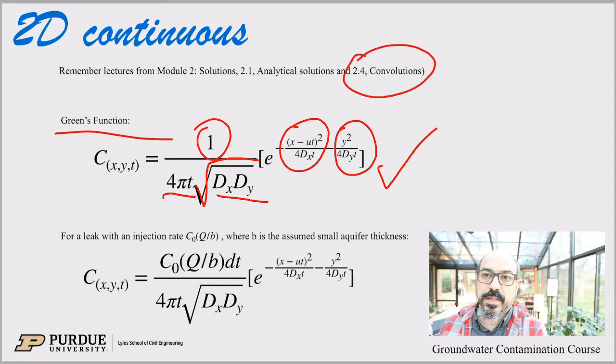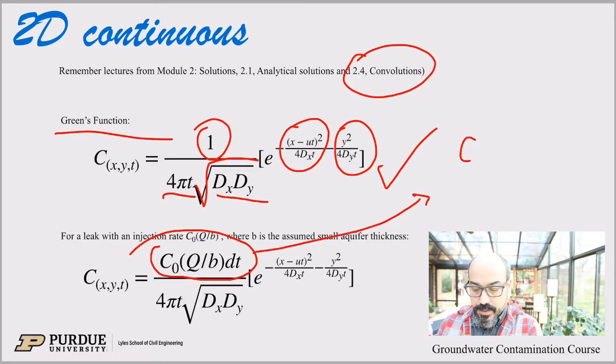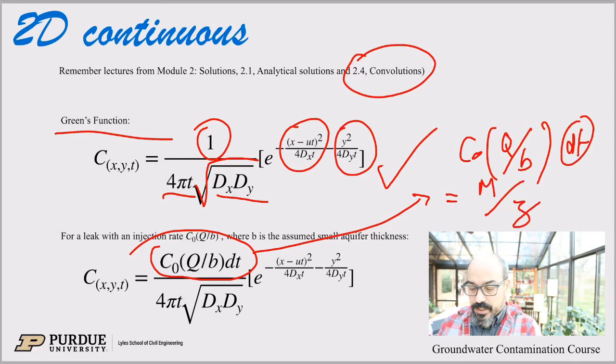If you remember from our previous lectures on convolutions, when we have a continuous source, we can convolve this fundamental solution for a pulse of mass 1, that Green's function, with any initial condition that we want. So if we have a continuous source that keeps leaking into the aquifer, we can use this modifier here instead of the 1 for the fundamental solution. So this is C0 Q over B dt, which is equivalent to m over z, as we've seen before. The dt here is to eliminate the time in the discharge. These are volumes per time times time, that's just a volume. Volume over b, where b is the thickness of the aquifer.